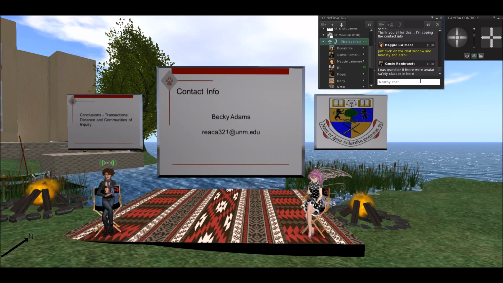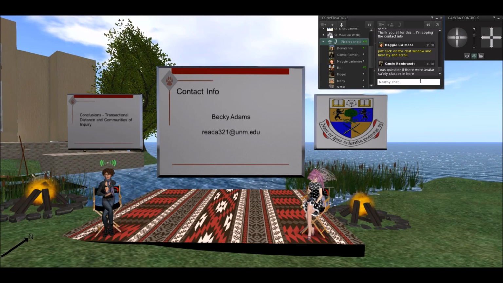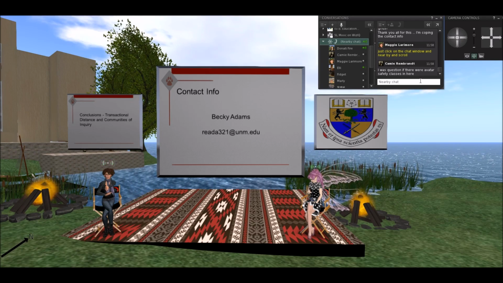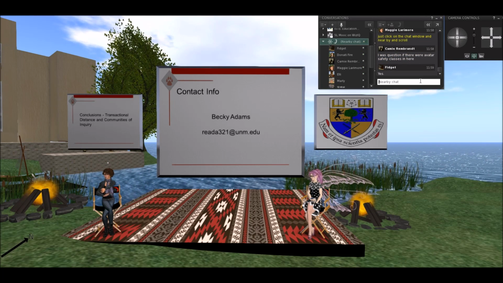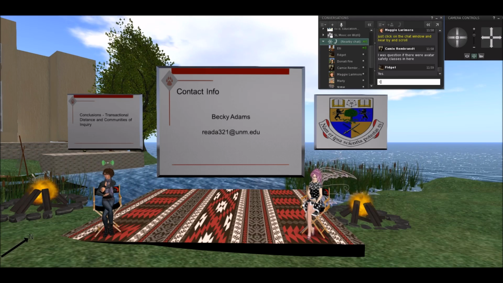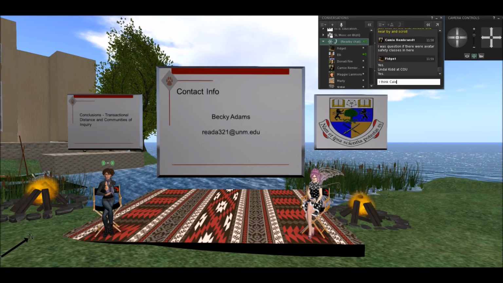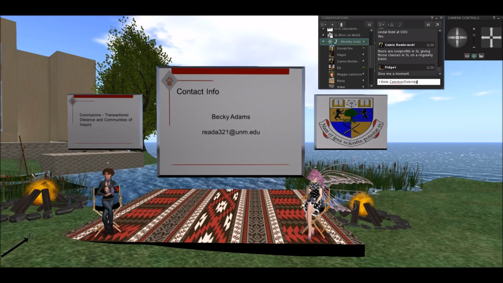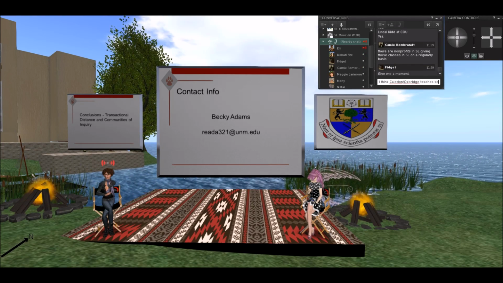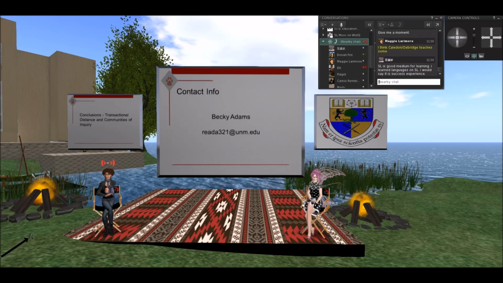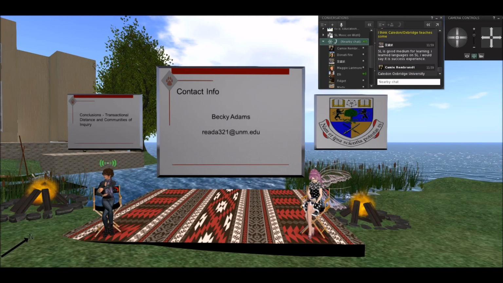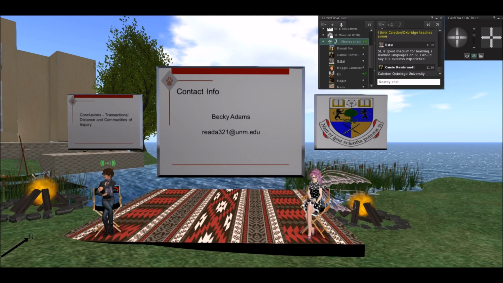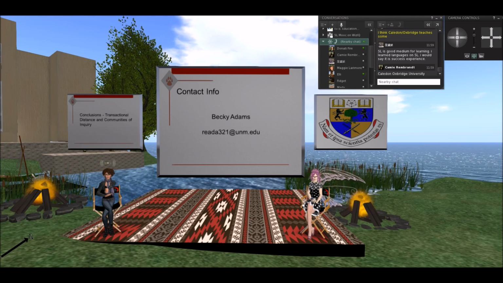Are there avatar safety classes in here? That's a great question. Does anybody know the answer to that? Can you point us to where we would find that? Thank you. Great. That is wonderful. That is fantastic, because we certainly want to keep that as part of our curriculum. Oh, Caledon. Yeah. They're great people.